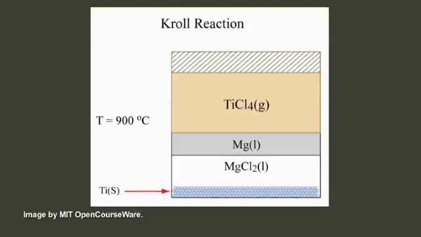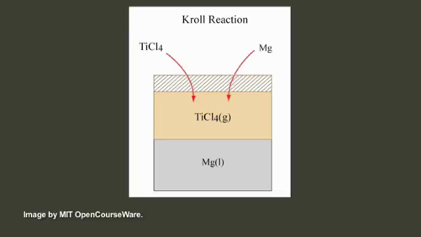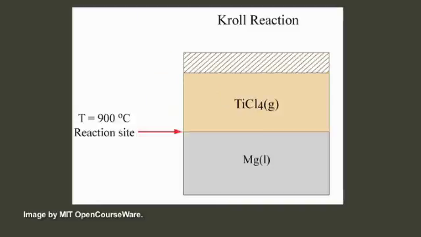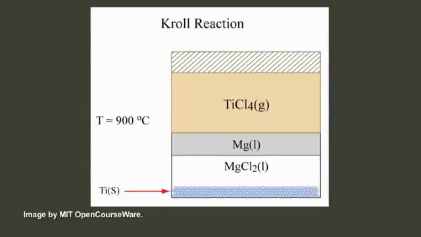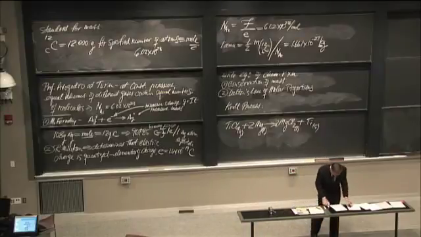And you can imagine if we do this long enough, this titanium at the bottom will continue to build until it looks like this. As long as you keep feeding Tickle and Mag. See, I'm talking metallurgical now. Tickle and Mag, that's what you make. All right? So that's how we make titanium, first step, and so on.